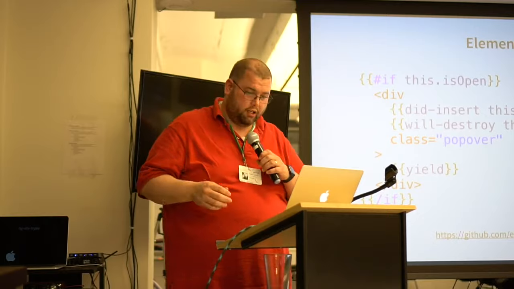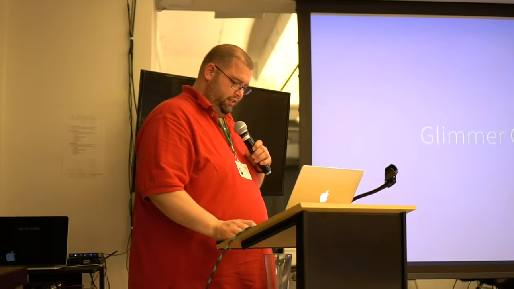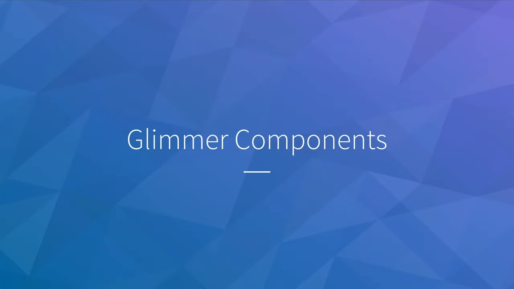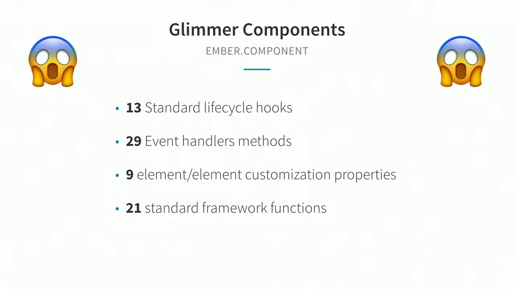Anyways, moving on, Glimmer components. So Glimmer components build on all the things that we've talked about so far. But let's talk a minute about Ember component. Probably you've seen this before. It's in the RFC, and I've talked about it a couple of times. But Ember component is very complicated. There are 13 lifecycle hooks, 29 event handler methods, 9 element customization properties. Those are things like tag name, attribute bindings, class names, class, classes.